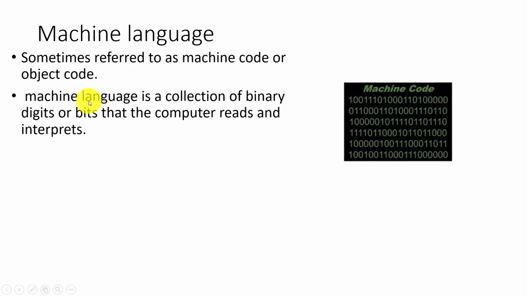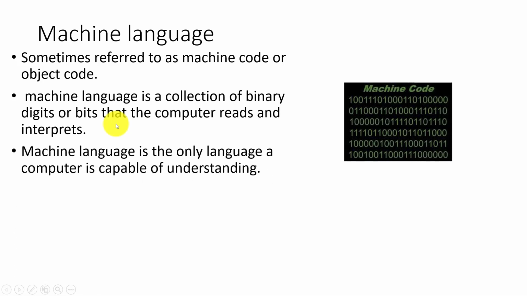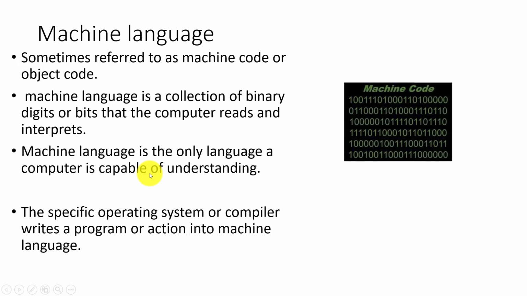That is the object code only. Machine language is a collection of binary digits, or bits, that the computer can read or interpret directly. It is the only language the computer is capable of understanding. Because it is close to the hardware, the compiler translates a particular action into machine language. So it is basically near or close to the hardware, that is, the system architecture. We refer to it as the system architecture.